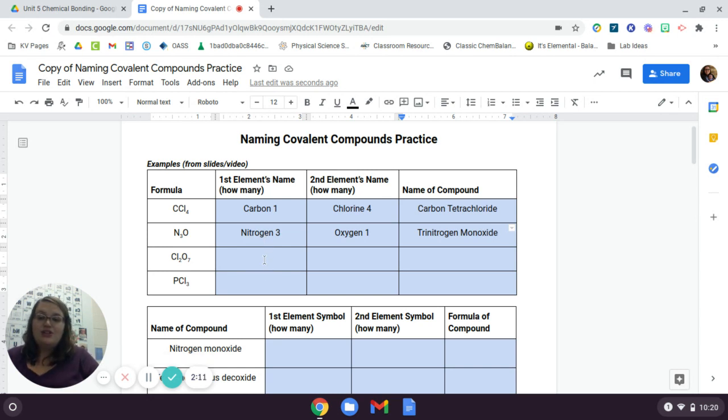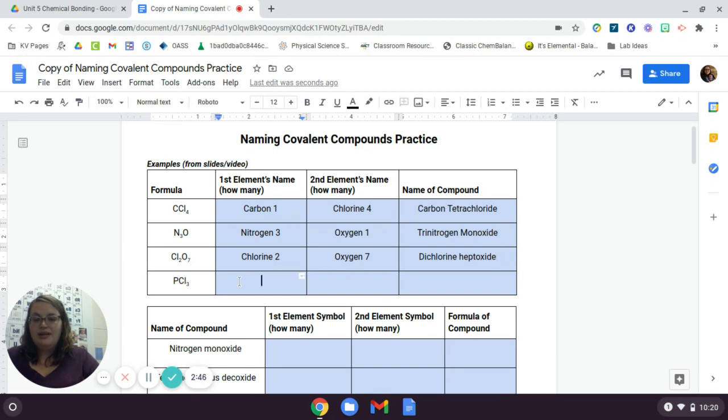All right, the next one, we have Cl2O7. Cl is chlorine, and we have 2. O is oxygen, and we have 7. So it becomes dichlorine hepta, but because it's O at the beginning, it becomes heptoxide. So we just drop that A. If you get a red squiggly line because the spelling's a little bit off, click on it and see what it suggests, and it's probably the right thing.